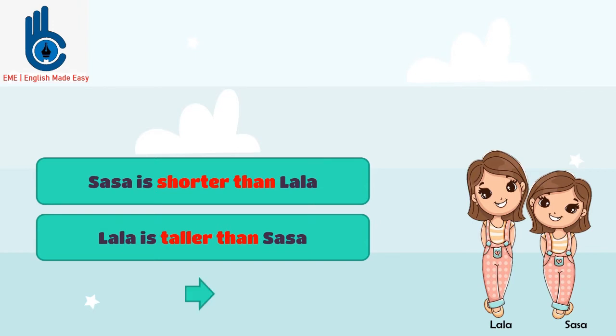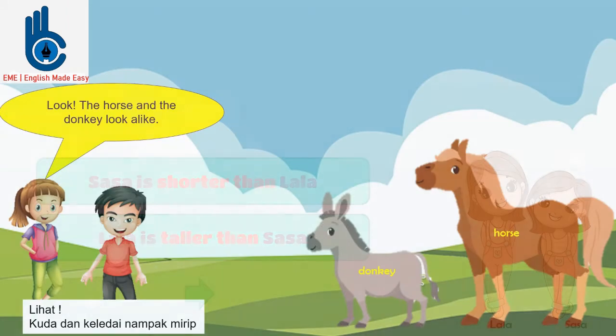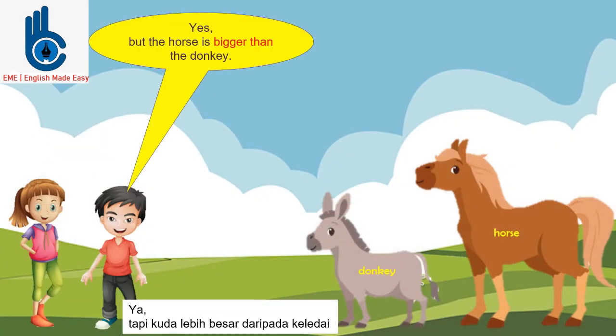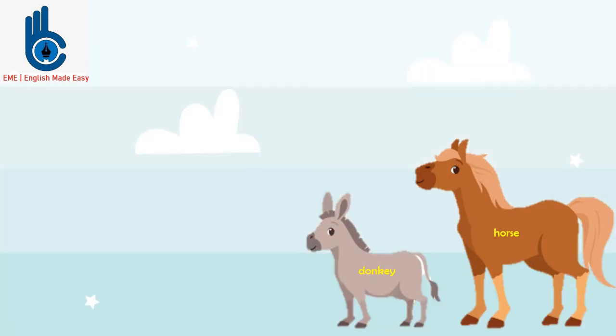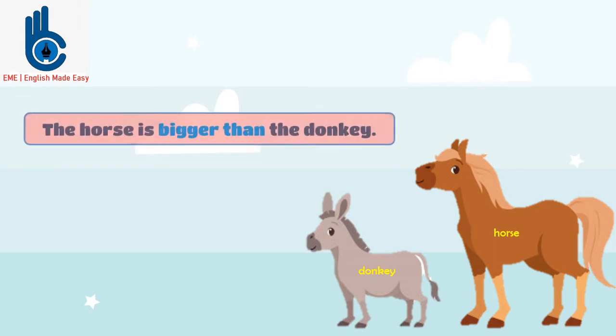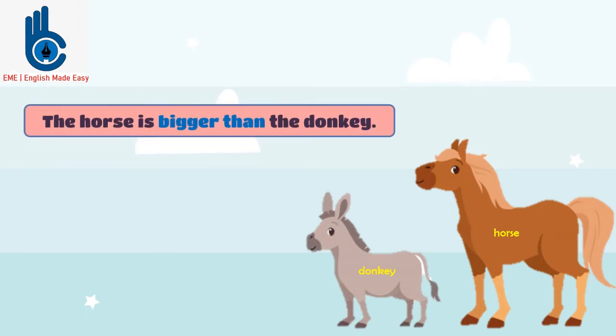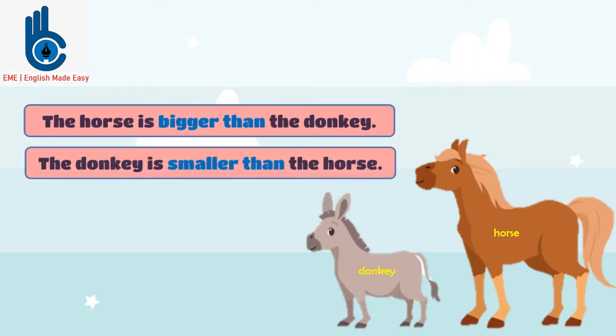Now let us see the second example. Look, the horse and the donkey look alike. Yes, but the horse is bigger than the donkey. Oh, I see. The donkey is smaller than the horse. Can you guess what sentence is showing comparative? The horse is bigger than the donkey, and the donkey is smaller than the horse.